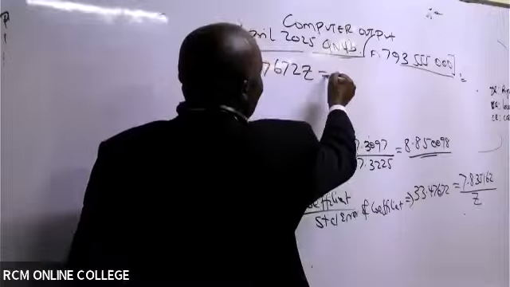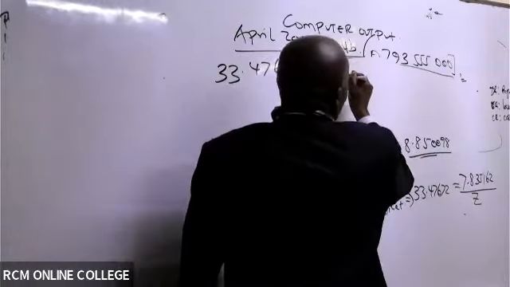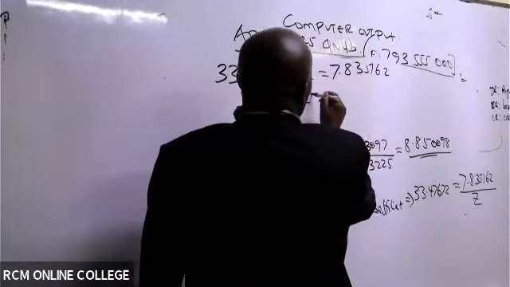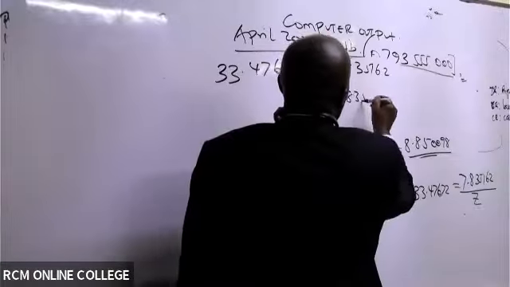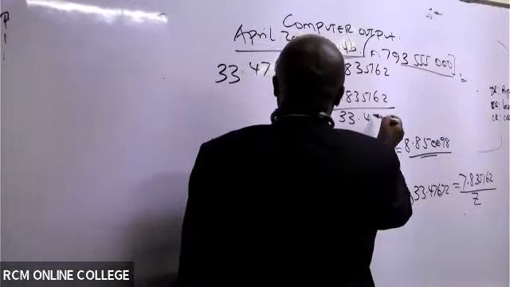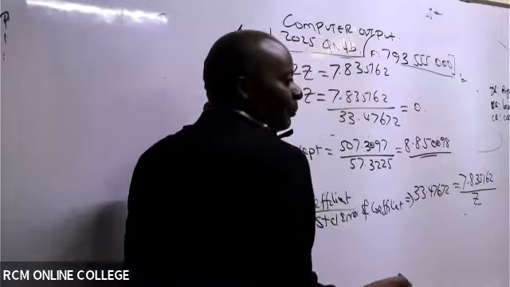So we are making Z the subject of the formula. So I'm bringing this Z, isn't it? Z equals 7.835162. Therefore, Z will be 7.835162 over what here, somebody? 33.47672, like that. Which ended up giving you guys what figure?